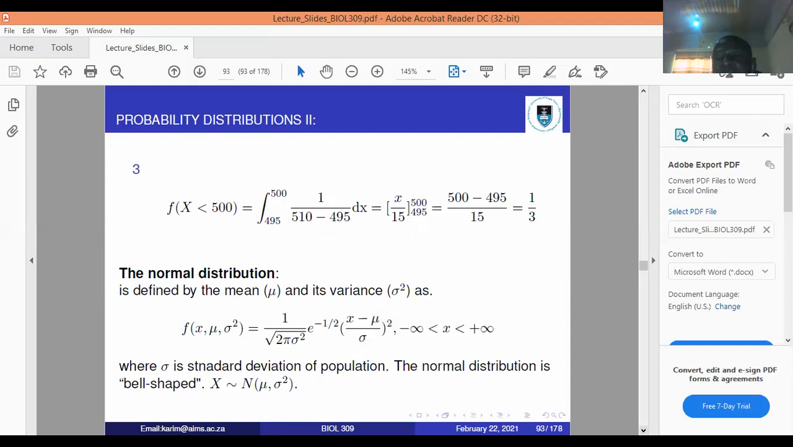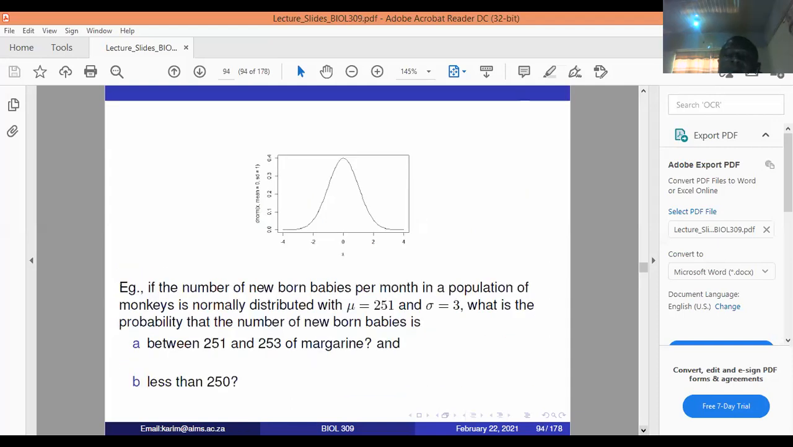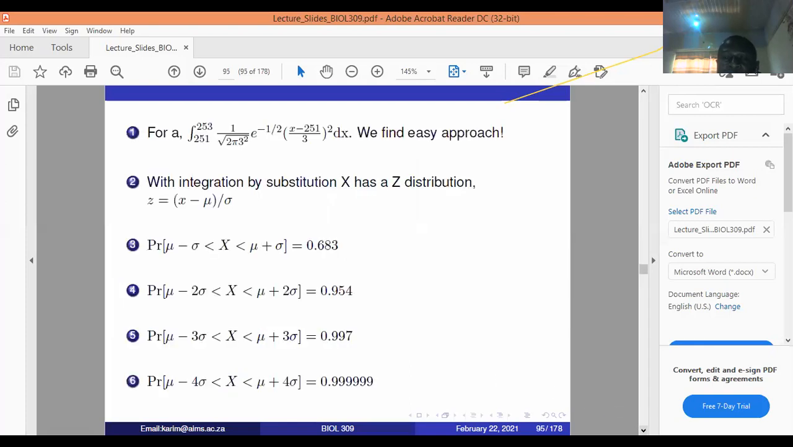So we can substitute them here. If we substitute them just like we did under Poisson and binomial, we then ask a question: what is the probability that the number of newborn babies is between 251 and 253? What is the probability that the number of newborn babies is less than 250? So we will use our probability distribution to solve these two problems.